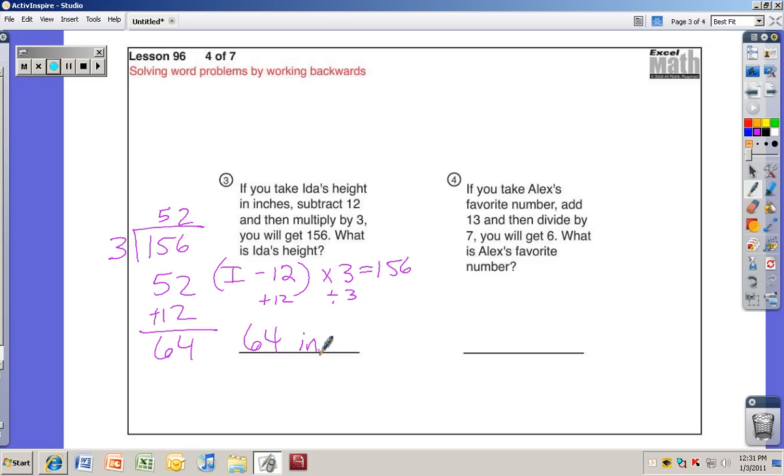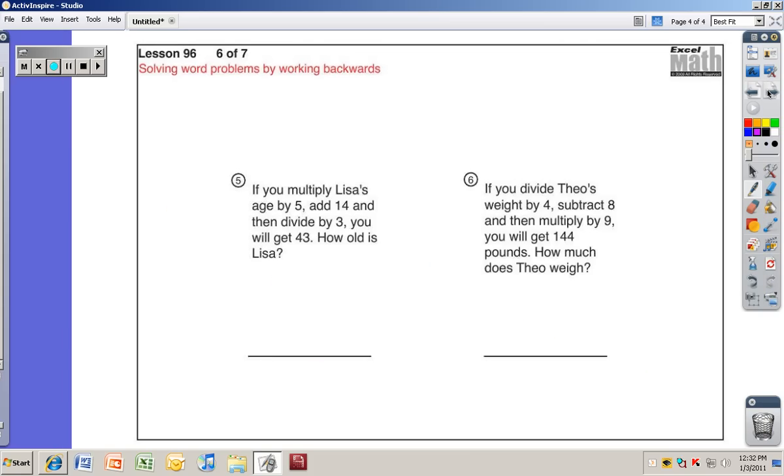Don't forget your label. Number 4, if you take Alex's favorite number, add 13, and then divide by 7, you get 6. So we're going to multiply by 7, and we're going to subtract 13. 6 times 7 is 42. 42 minus 13 is 29. So the answer is 29. Okay, try 5 and 6, then pause the video until you're ready for the solution.